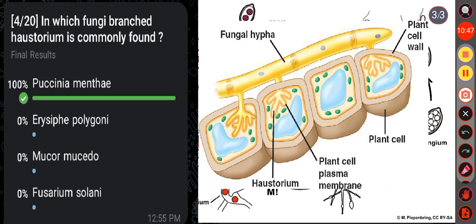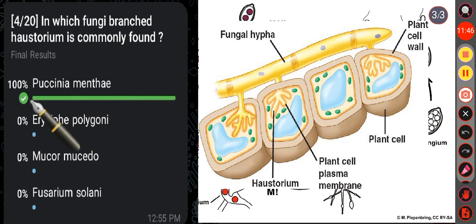What is haustorium? We know haustorium is a specialized small finger-like or spherical structure formed from the filaments of the fungal body, and the primary function is to absorb nutrients from the host plant. And remember, haustoria are variously shaped, being knob-shaped in Albugo candida, large and irregularly swollen in Peronospora parasitica, and branched in Puccinia menthae, which causes rust on mint plants. So, the branched haustorium is commonly found in Puccinia menthae.